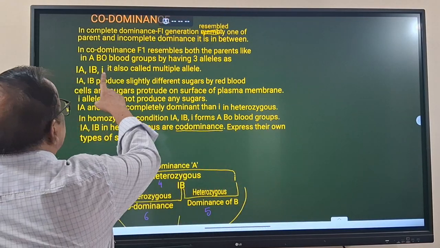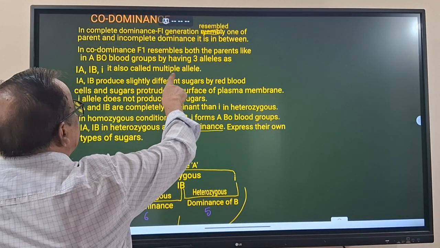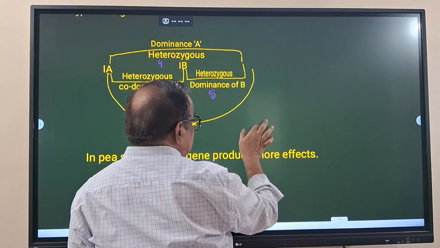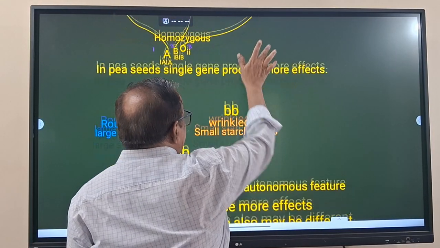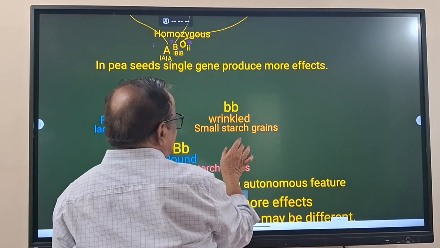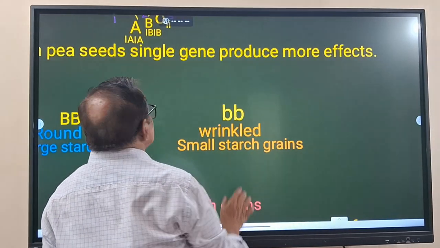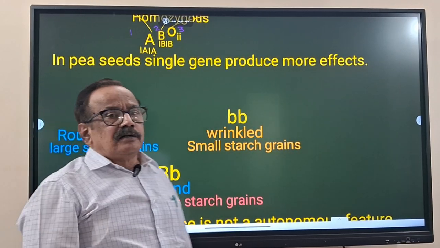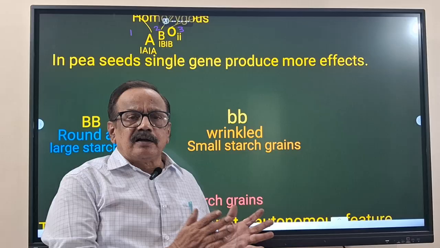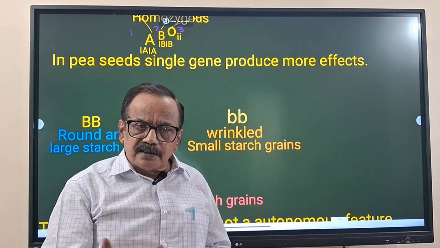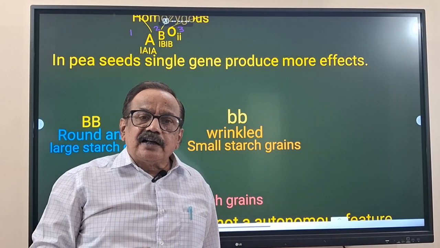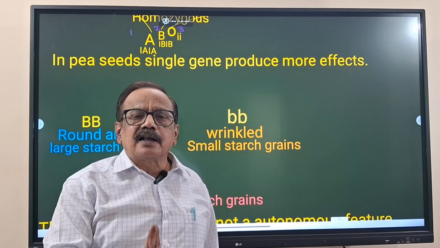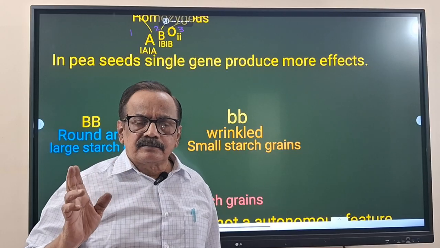ABO blood groups have 3 alleles. It is also called a multiple allele. Now, alleles may be 3, but a pair of alleles expresses only 1 character, because it is diploid. But at the same time, one gene pair may express more than 1 character or trait.